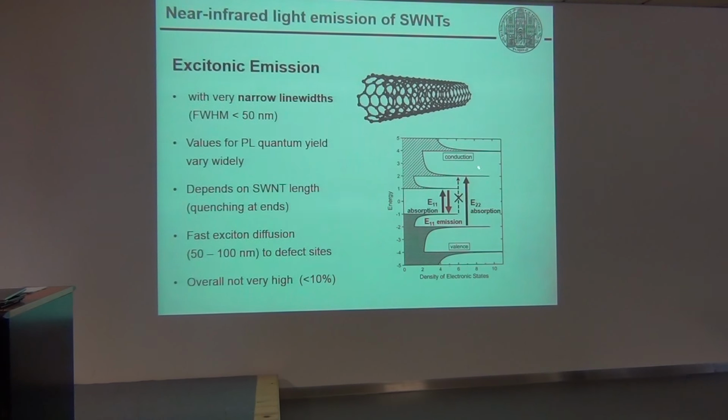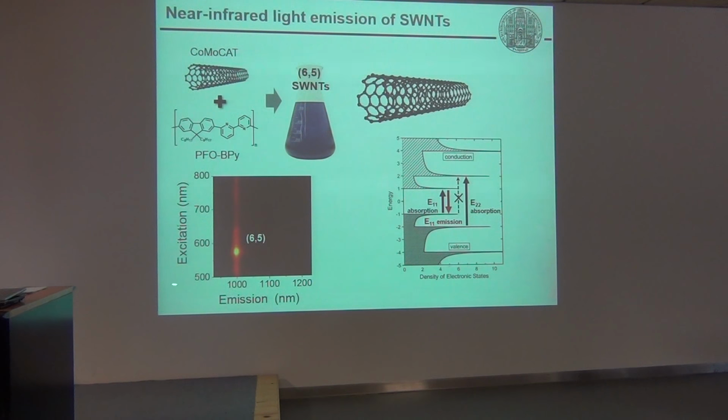You usually absorb in the so-called E22 regime, which is in the visible most of the time, and then you emit in the near-infrared. Unfortunately, the quantum yield of carbon nanotubes is pretty bad. This has to do with the large mobility of the excitons in the carbon nanotubes. So usually, even in dispersion, you have an efficiency of less than 10%, which is terrible, actually. Our 6,5 nanotubes absorb green light, around 575 nanometers, and emit around 1,000 nanometers, in dispersion with a line width of 20, 25 nanometers if they're really well dispersed.